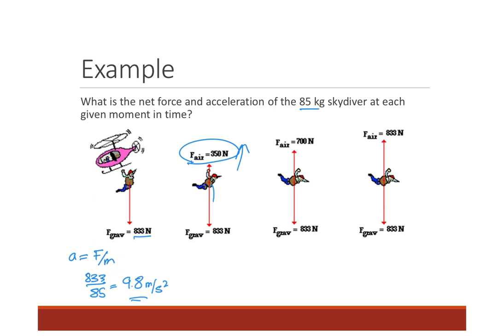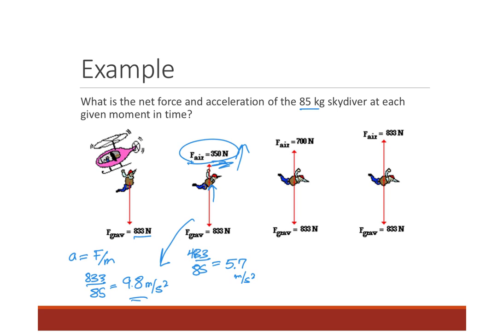So if we do the math and figure out how much removing the upward resistance, we get a total net force of 483 newtons. And again, this is an 85 kilogram person. And so now their acceleration has decreased to 5.7 meters per second squared. The air resistance has slowed down the acceleration, even though their overall speed has increased, because acceleration has been going on since the moment they jumped out of the helicopter.